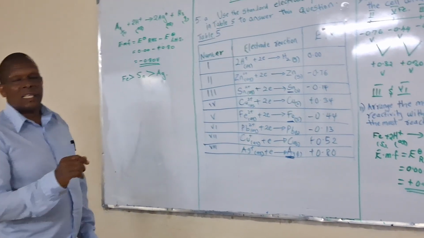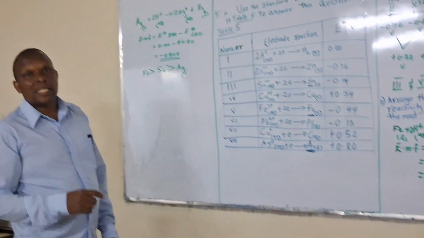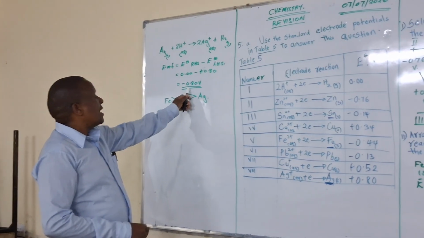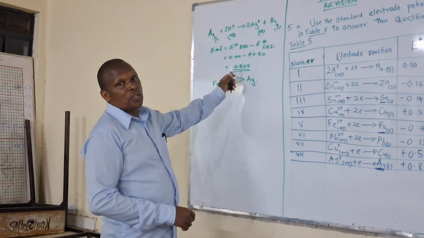And when the EMF is negative for the cell, then it means that the reaction does not occur. So what this one is telling us is that silver does not react with hydrochloric acid.